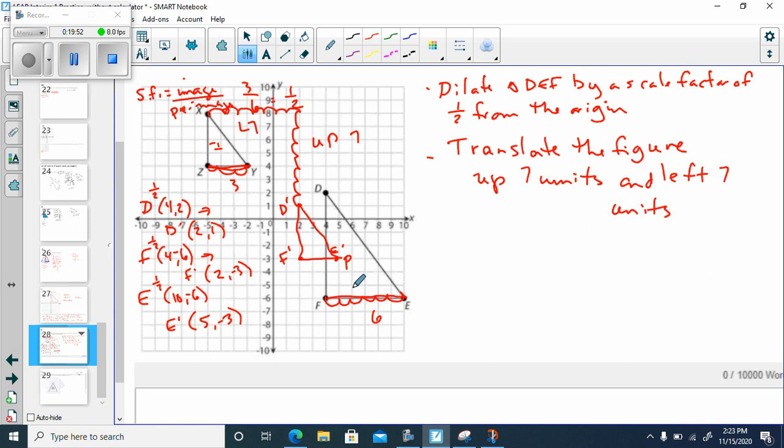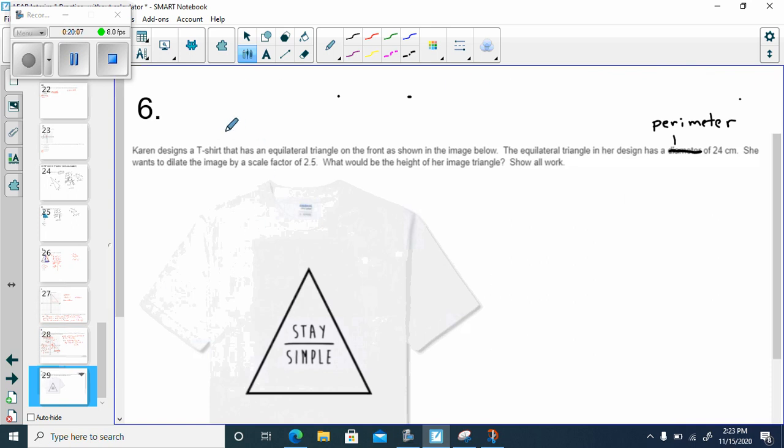Okay, and that maps this one on here. First you dilate it, then you map it on top of the other one. If they map on top of each other after dilation, they are similar. Okay? And then this final one.